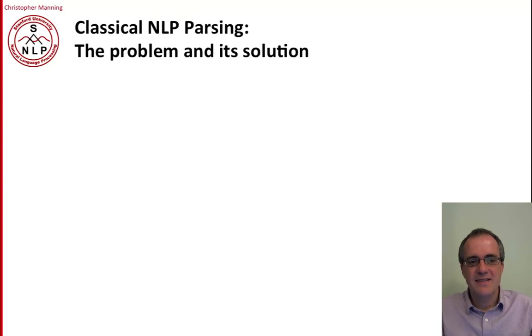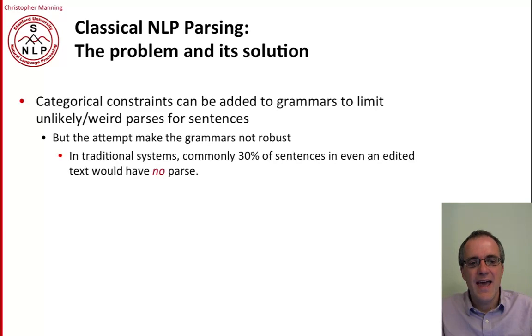So classical parsing was stuck between two problems. On the one hand, you could try and put a lot of constraint on grammars to limit their ability to generate weird and unlikely parsers for sentences. But the problem was that to the extent that you did that, the grammar became very non-robust. So it was quite common in traditional systems that even if you gave them well-edited text like newswire articles, something like 1/3 of the sentences would have no parse whatsoever.